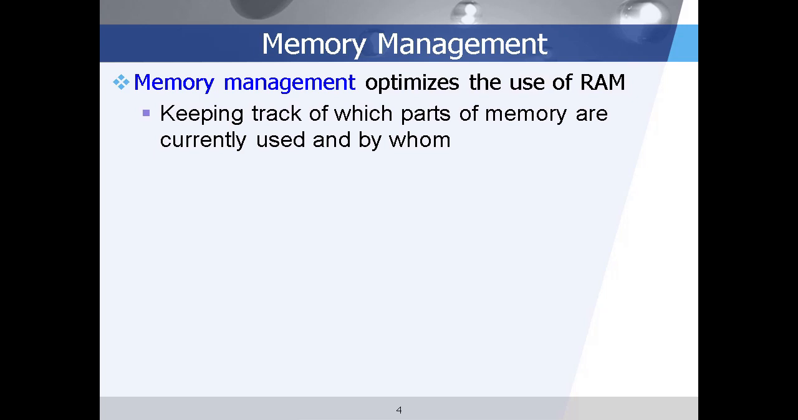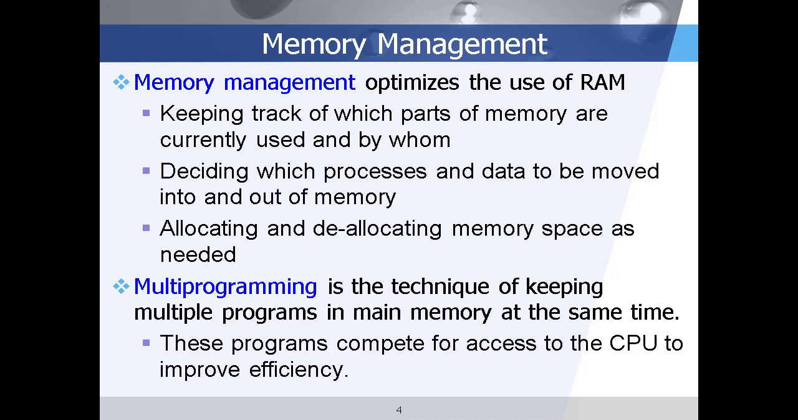First is the memory management. The operating system needs to keep track of the usage of the main memory, the physical memory. For example, if you want to run multiple programs, you have to allocate memory to each program. This is called memory management. It decides which process or data to be moved into or out of the main memory. This is called allocating or deallocating the memory.